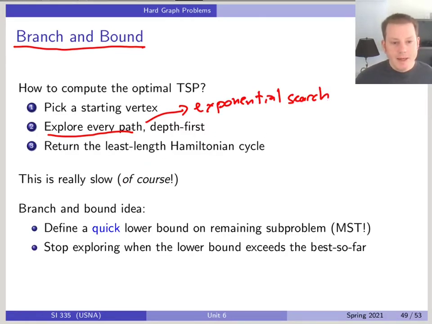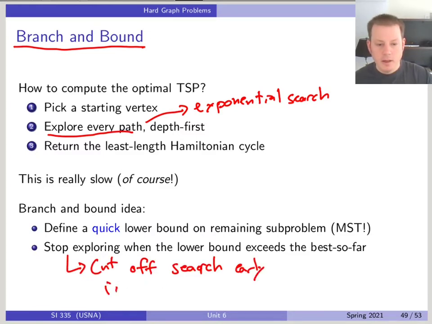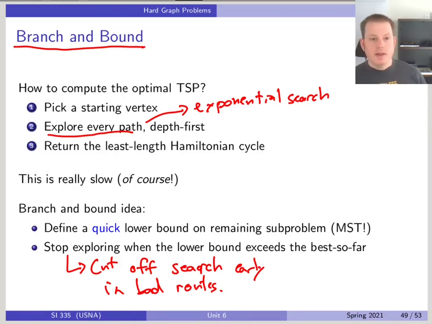But then we are able to cut off some parts of that search by quickly estimating how bad the rest of the problem is. And so you cut off the search early in bad routes of exploration. The branch and bound idea is usually to compute one solution, and then try to compute every other possible solution. But once you know that the one you're working on is definitely going to be worse than the one you already have, then you just stop exploring it. In the worst case, it's not going to be better than exponential time, but it's going to be much better in practice.